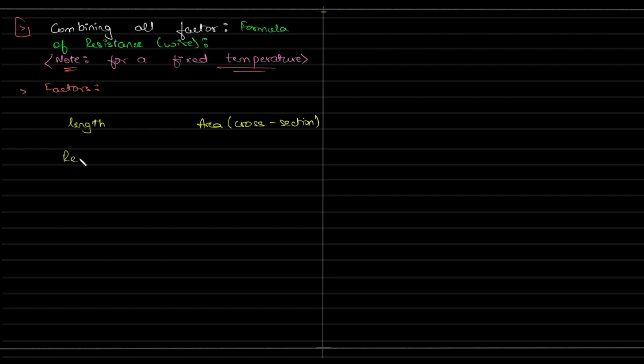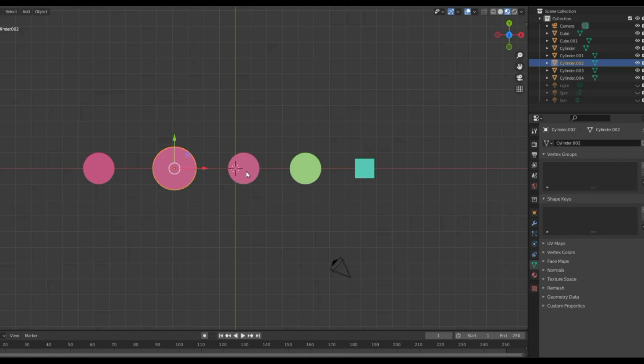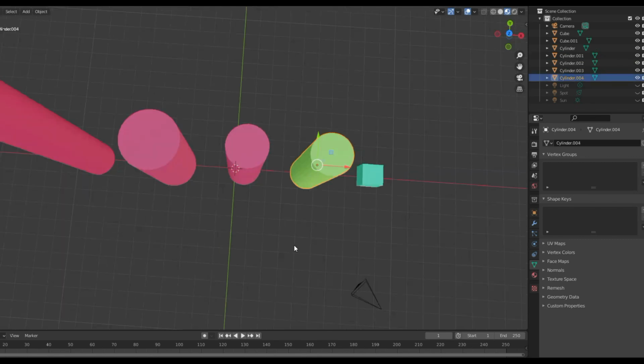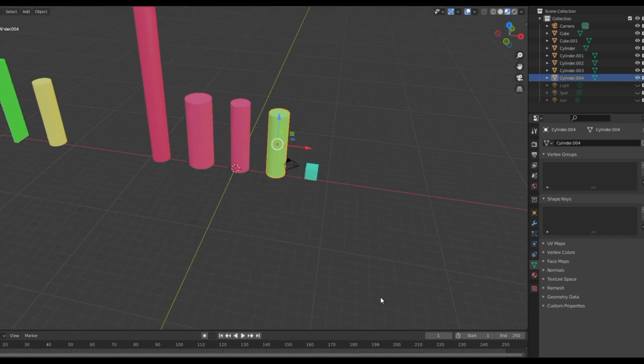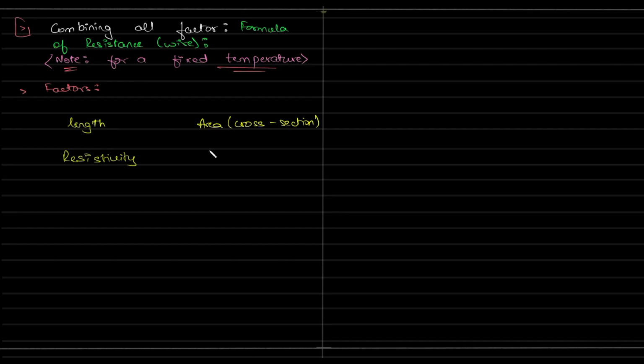And at the end of it, we have material dependent resistivity. If I take two wires of same radius and same length, but different material, the resistance changes. It's not fixed. We practically saw this, right? So all of these factors play a role. Okay. Now combining all of them.